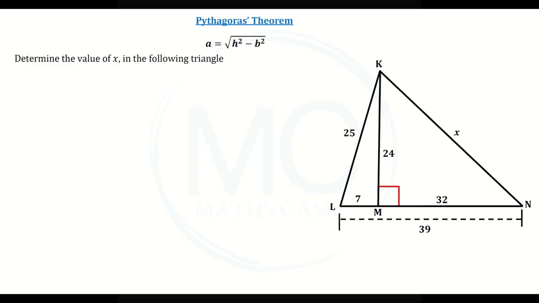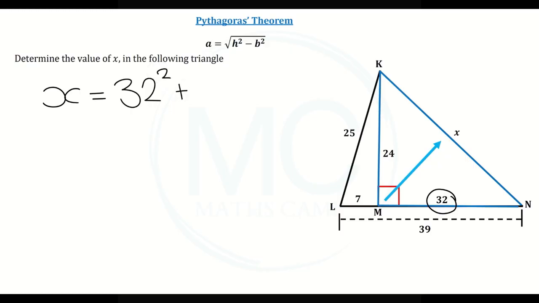Let's make triangle KMN blue. X lies directly across from the 90-degree angle at M. So x is the hypotenuse of this triangle. So to find the value of x, we can say the hypotenuse, which in this case is x, is equal to the length of one known side. Let's use MN, 32 units. So we say 32 units squared, plus our other known side, KM, 24 units. So we say 24 squared, all under a square root.